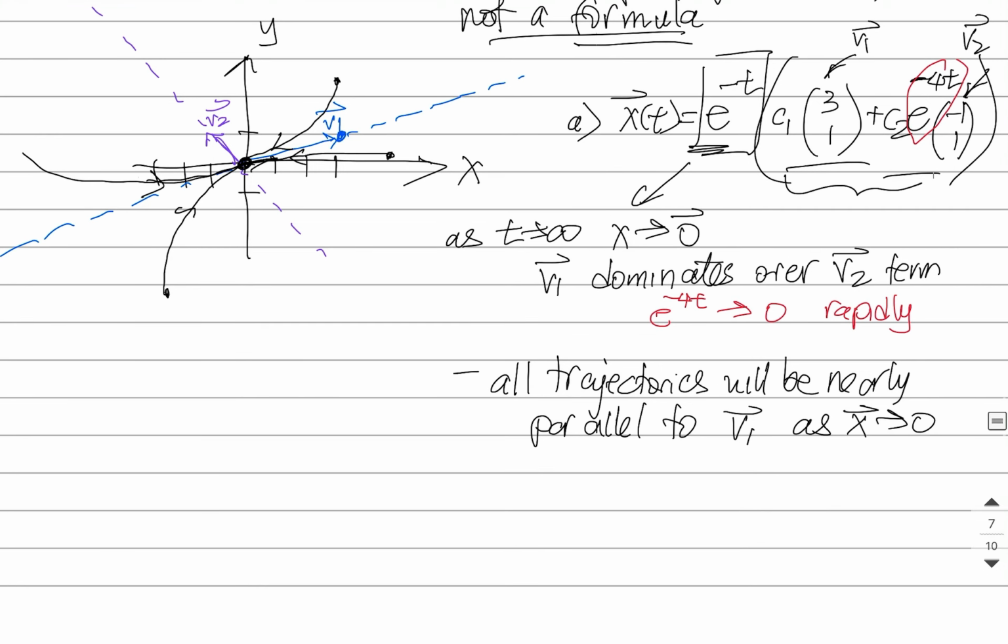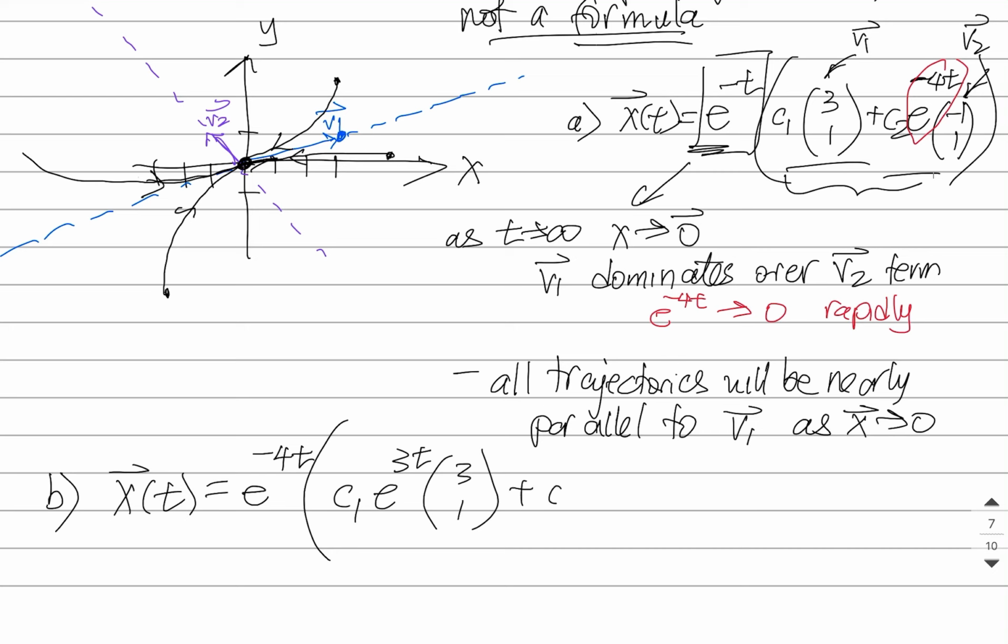In the other situation, to complete the story here, we chose to factor out e to the minus t, but if we factor out e to the minus 4t, we're going to get a different story. We'll get a c1 e to the 3t, 3 and 1, and c2 with a -1 and a +1. Now we're going to run the movie in reverse. As t goes to negative infinity, so the start of the trajectories, we're now asking a question, where do these trajectories start? Where do they come from?